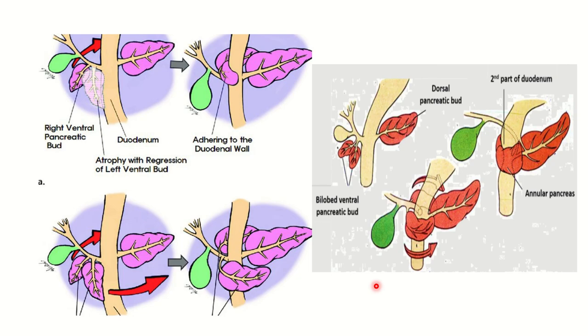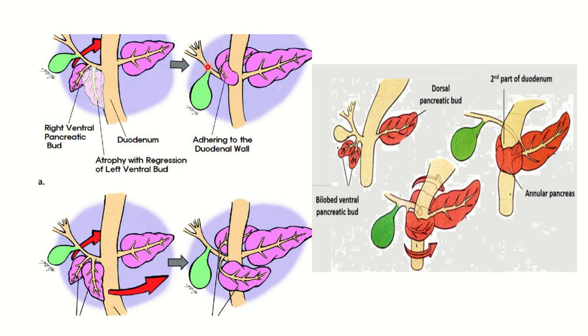But here in this picture we can see the malrotation. In the first picture, this is the dorsal pancreatic bud, and here the ventral pancreatic bud, and here also the gallbladder and liver and common bile duct. In the second picture we can see part of the ventral pancreatic bud.